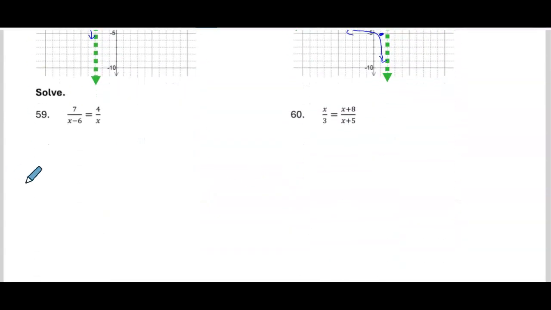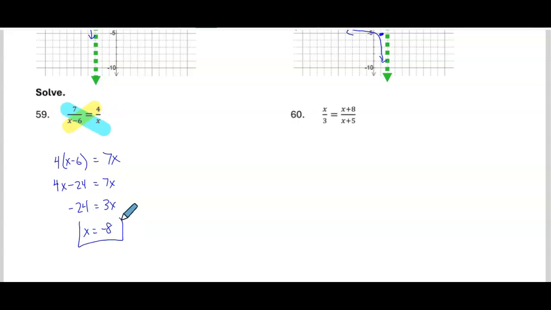Okay, solving equations, I have 2 ways. If I have a single fraction equals a single fraction, I'm going to want to do a cross product. So I'll do a yellow product and a blue product. And the yellow product gives me 4 times x minus 6. And the blue product gives me 7x, and I don't want to make a new fraction, just want to set them equal. So 4x minus 24, subtract the 4x over, and divide by 3. Double check, make sure you don't have a 0 in your denominator, and we're good there.